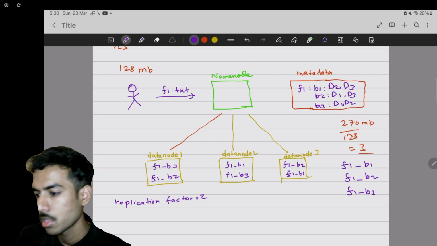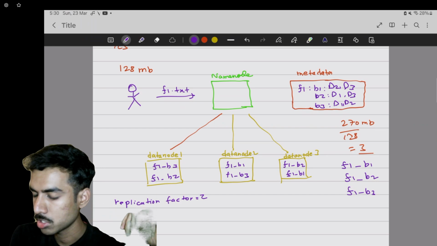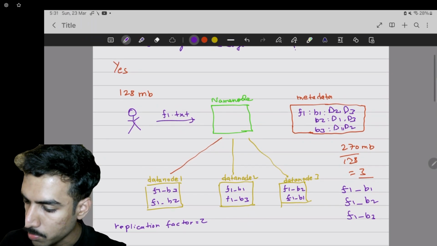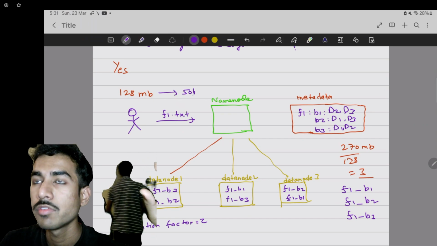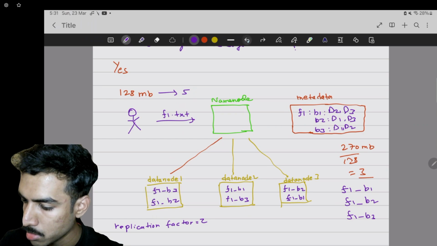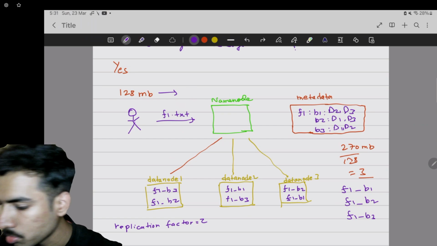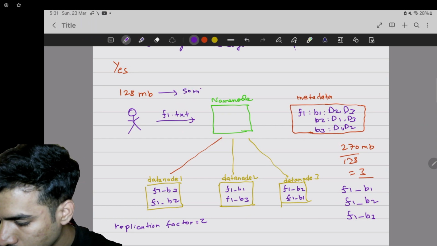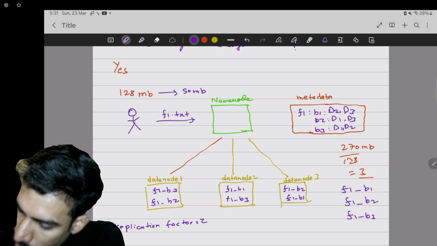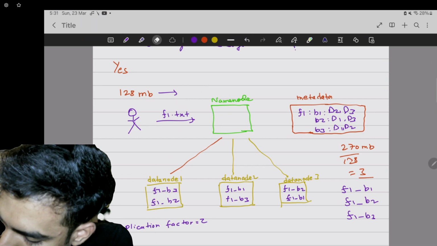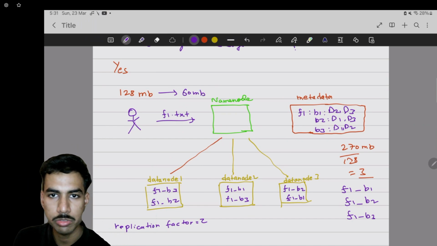Is that much clear? Now here comes the crux. Now let's say the situation is I can change this 128 MB default size to, let's say, 50 MB. Or better, let's make it 60, because then it would be too much to handle for us also. 60 MB. I change it from the 128 MB default block size to 60 MB.